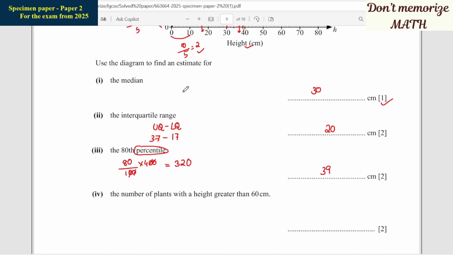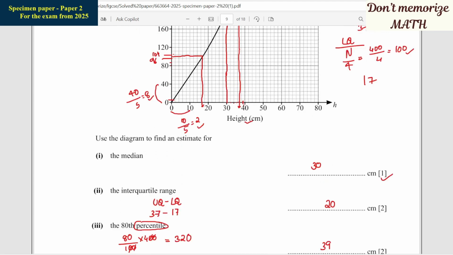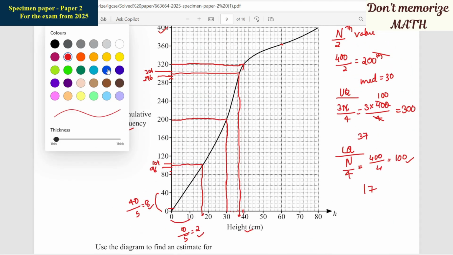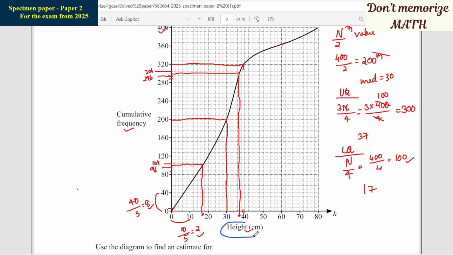Then we'll see the next part, the number of plants with a height greater than 60 centimeters. So the height must be greater than 60 centimeters. I will change the color first. Okay, so height must be greater than 60. Greater than 60 means 60 to 80, right? So we need the number of plants. This is only height. So the number of plants will be the corresponding values on the y-axis. So the first point is here and the second point is here. Okay, so we'll find out this value.